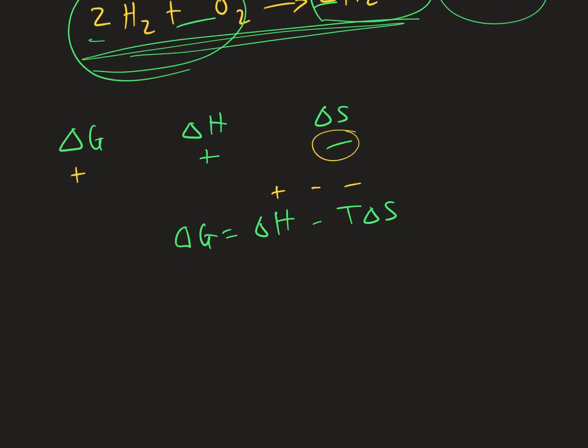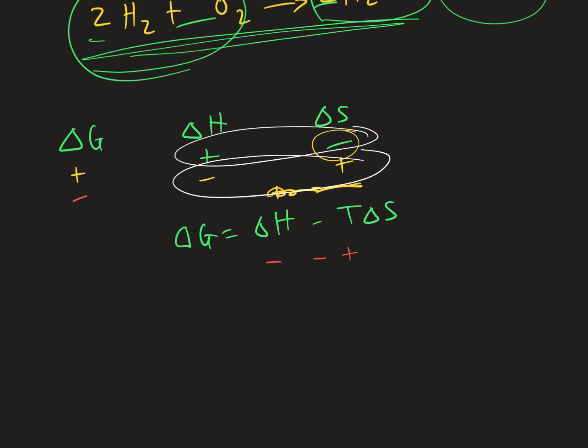What if delta H is negative and delta S is positive? Delta H is negative minus a positive is more negative. You follow? But do you see a pattern here? If these are opposites, then delta G follows the delta H.